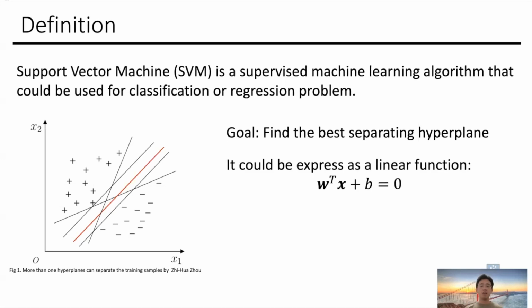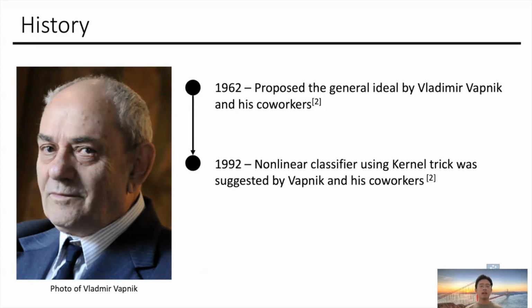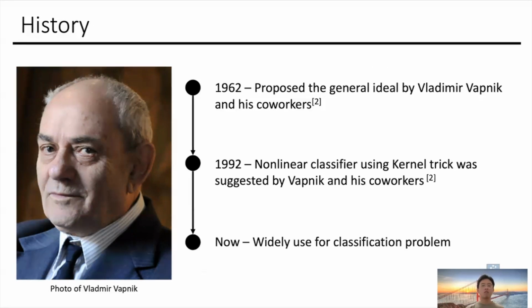And because this is a line, we could express it as a linear function, that is W transpose X plus B, where W is our weight and B is the bias. Okay, the history of SVM is in 1962, Vapnik and his friends proposed the first general idea of SVM, and then in 1999, they introduced a nonlinear classifier using a kernel trick, and now SVM is widely used for classification problem. For me, SVM is interesting because later in this presentation, I will show you how a linear hyperplane could separate nonlinear data.